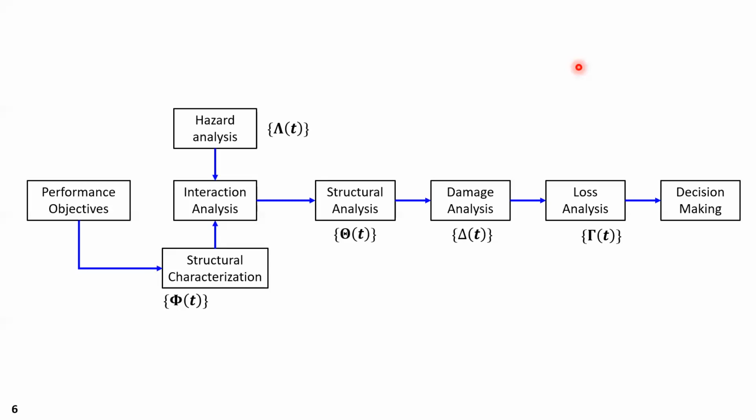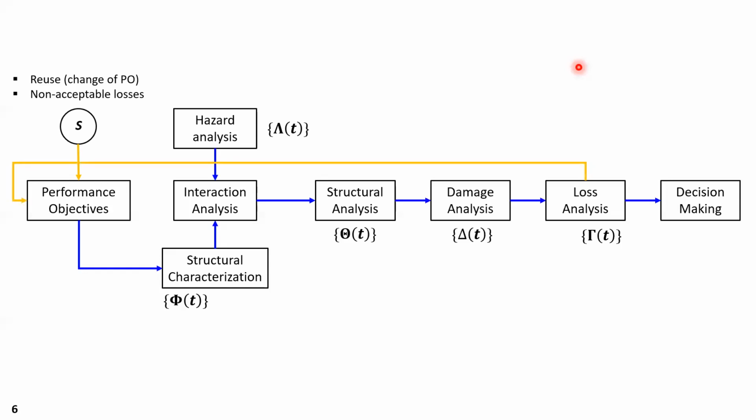Some of the factors that will affect these components over time might be the reuse of structures, such as a building that was designed as a residential building changing to a business, and not acceptable losses that are related with the loss analysis. So if the losses are too high, the stakeholders might want to change the performance objectives and actually the structural design as well.